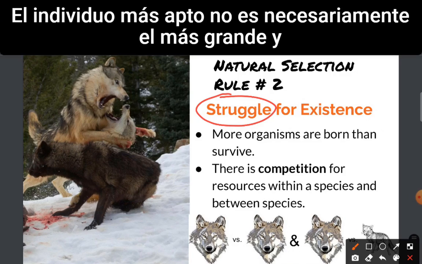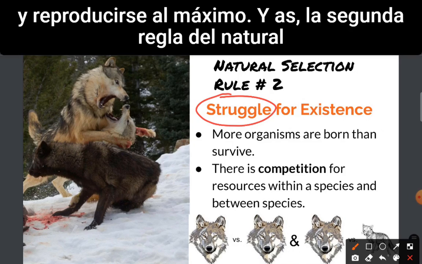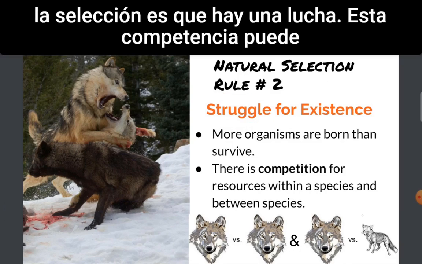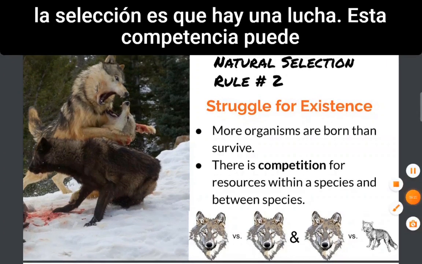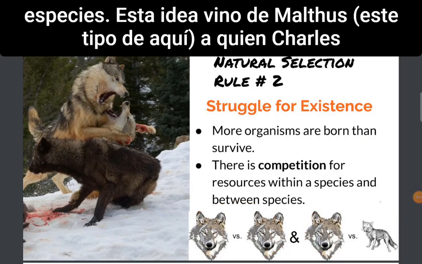The most fit individual is not necessarily the biggest and the strongest. It is simply the one that can survive the best and reproduce the most. And so the second rule of natural selection is that there is a struggle. This competition can be between members of the same species or between two different species.